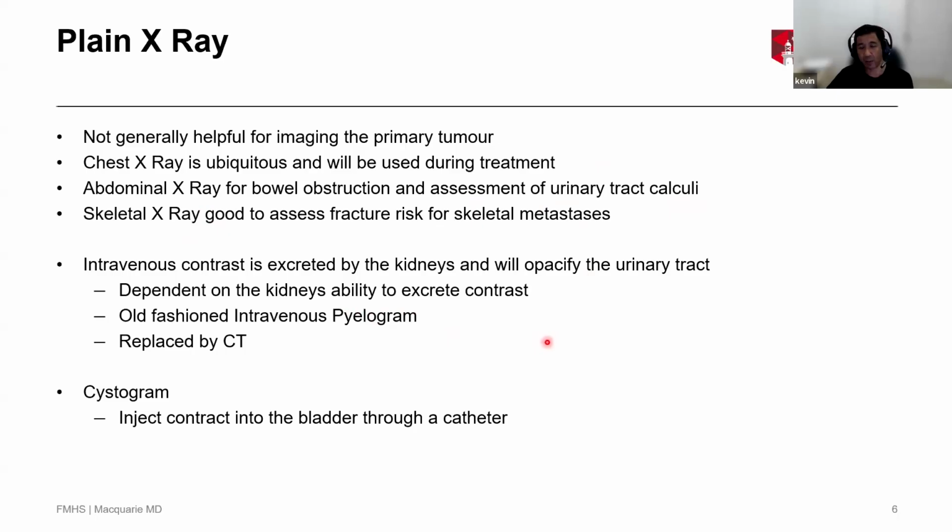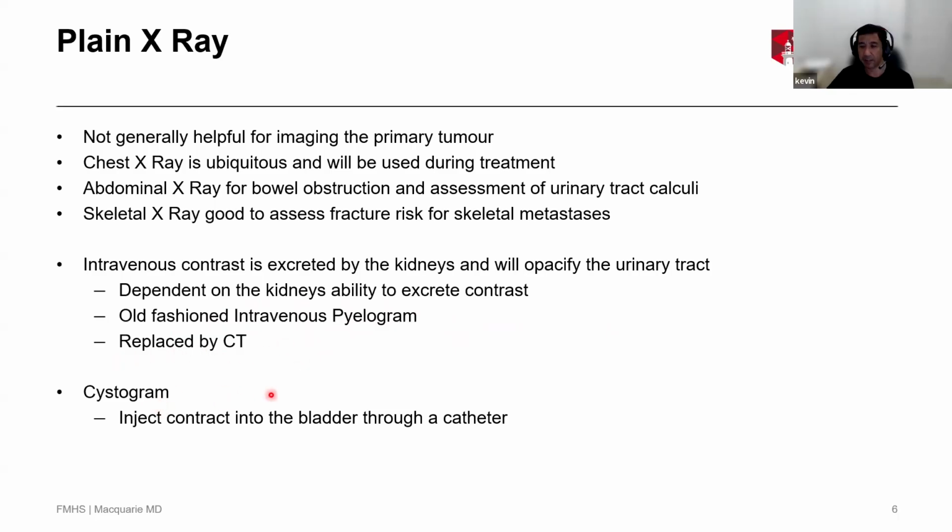So if we inject contrast, which is an iodinated-based agent, into the veins, it can be useful in the initial phase when it circulates around the body, but it is excreted by the kidneys. And we can use this to very good effect. Even in the olden days, before CT, they used this. It is dependent on the kidney's ability to excrete contrast, and it produced the old-fashioned intravenous pyelogram, which some people may know, but I don't think people even make those machines anymore. It's largely been replaced by CT.